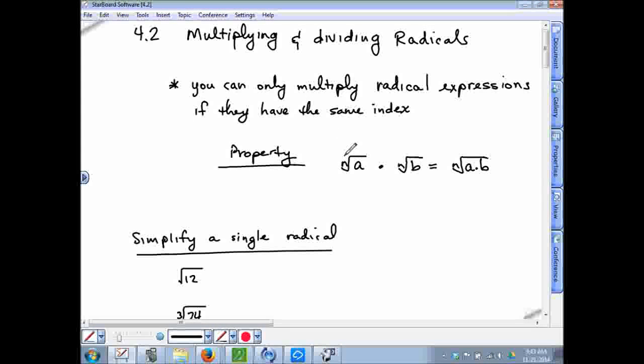You can only multiply two roots together if they have the same index. Because, you know, we live in a world of zero tolerance. A cube root can't mix with the square root. That just doesn't work in today's society. A cube root can multiply with a cube root, or a square root can multiply with a square root, or so on and so on.